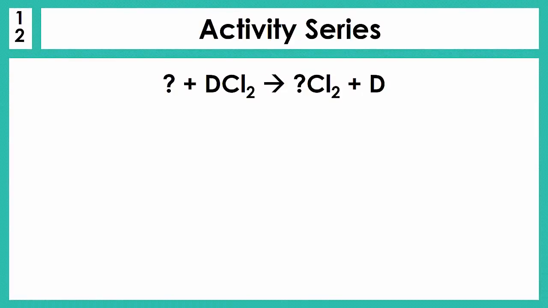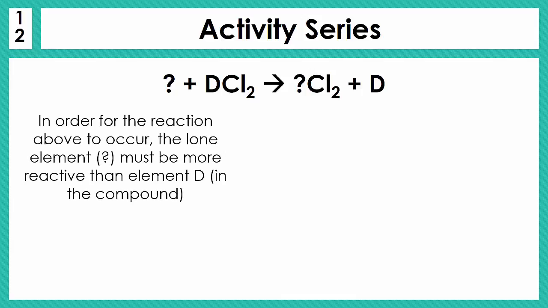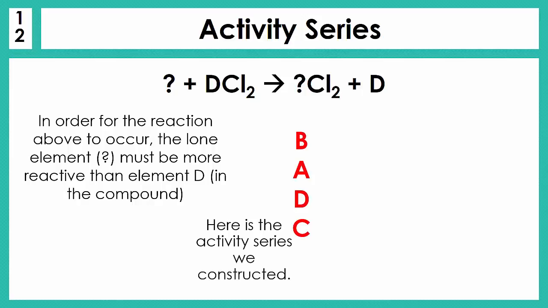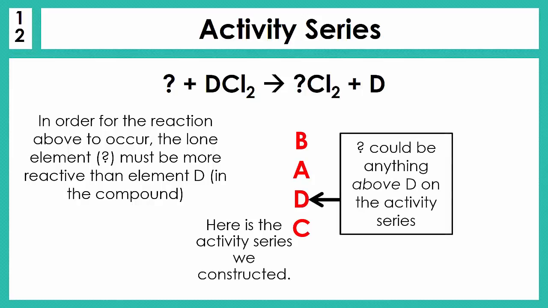So we use an activity series in order to predict whether or not a given reaction will happen. So in order for the reaction above to occur, the lone element, which we're representing with a question mark, has to be something that is more reactive than element D in the compound. So anything that is more reactive than D is going to work. So it could be A or it could be B. Both of those would give us a reaction.